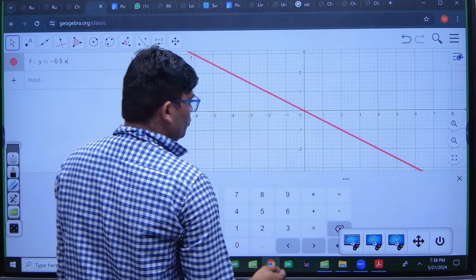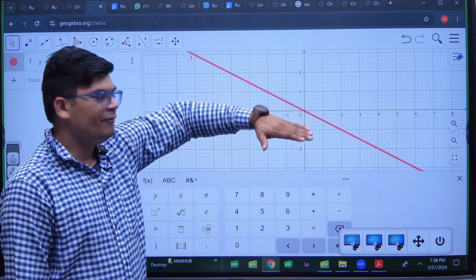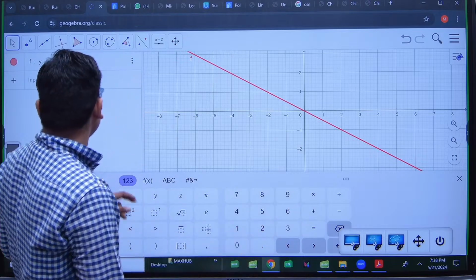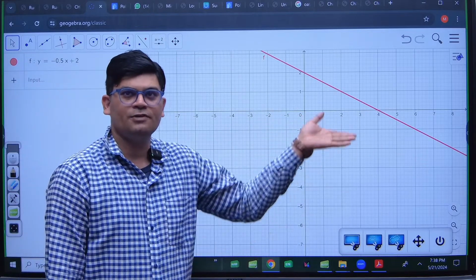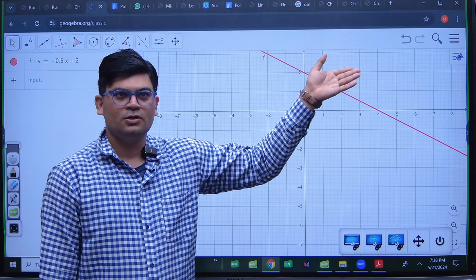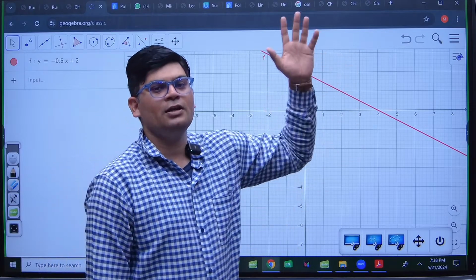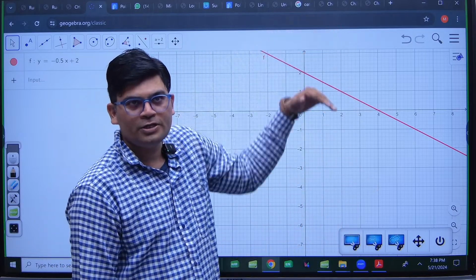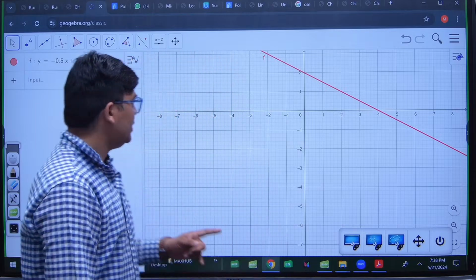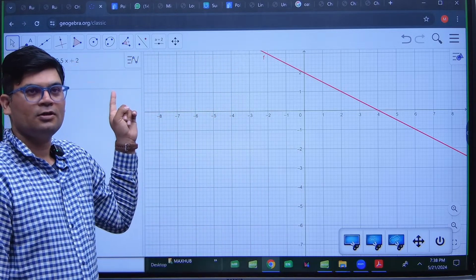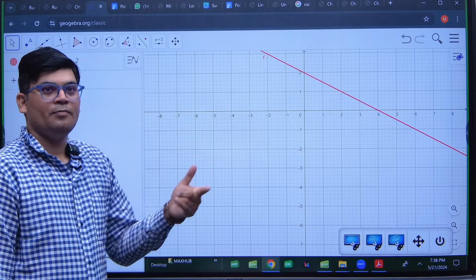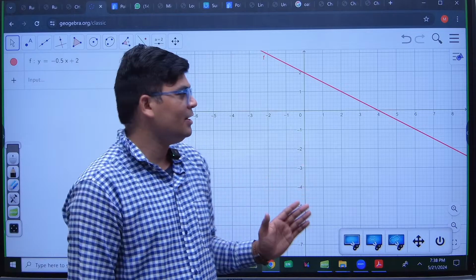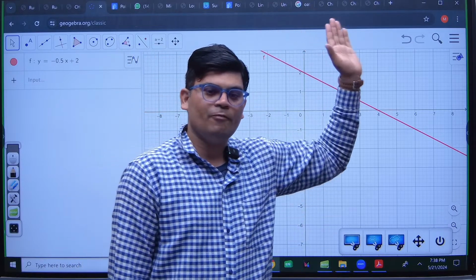If I add plus 2 to it, then every part of the line will move 2 units upward. You can see that the line has shifted 2 units above. This is known as vertical translation. The line has translated 2 units upward. That is decided by the constant B. In y = mx + b, B decides how much the line will move vertically.